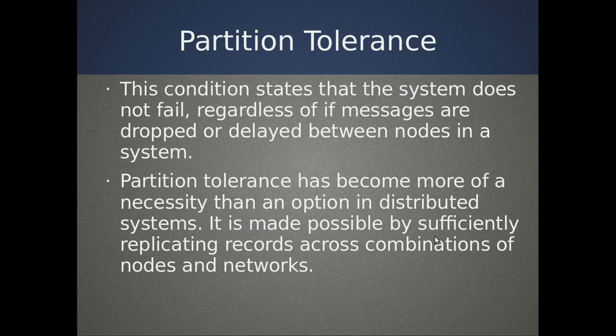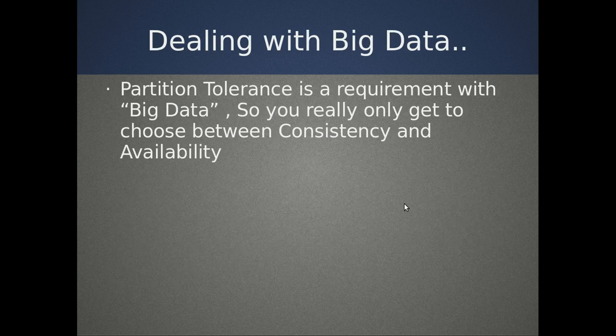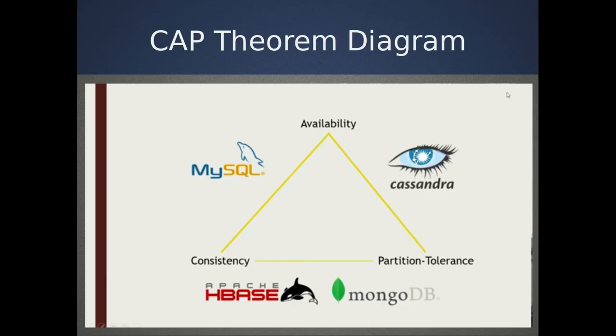It is made possible by sufficiently replicating records across combinations of nodes and networks. So in the end, if you're dealing with big data, as I already told you, partition tolerance is a requirement with big data. So you really only get to choose between consistency and availability. Meaning you have only two options. If you're dealing with big data, you have to have partition tolerance. Your system design would be built around partition tolerance. Since partition tolerance is non-negotiable, you have only these two options left.